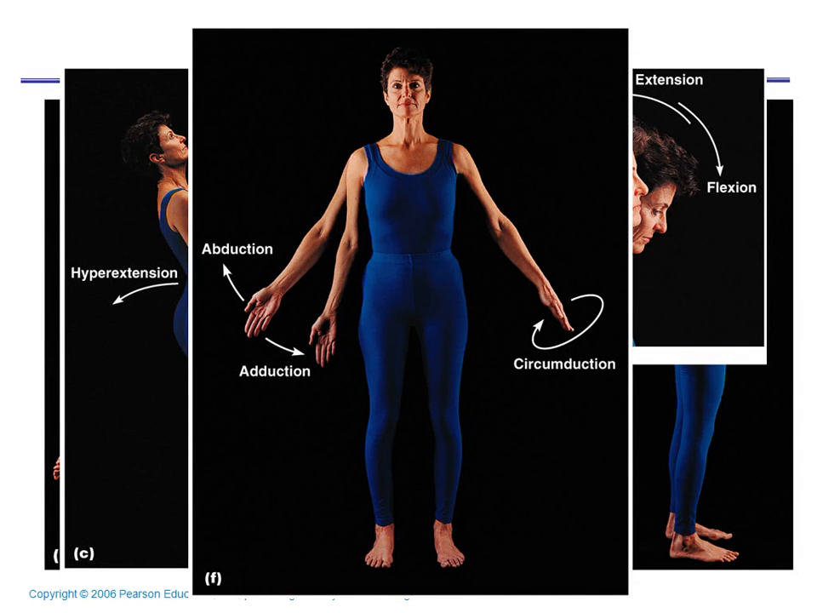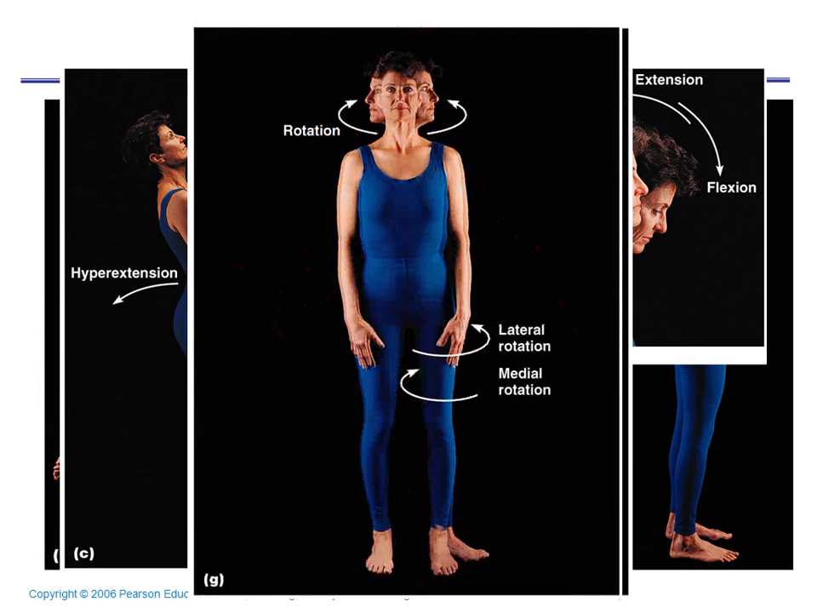Abduction and adduction are also angular. Abduction is to take something away from the midline. Adduction means to bring it toward the midline. Circumduction is a rotation. Circumduction means a cone in space, and it's a combination of all of the above. Keeping on the rotation is rotation. That's turning something on the axis.